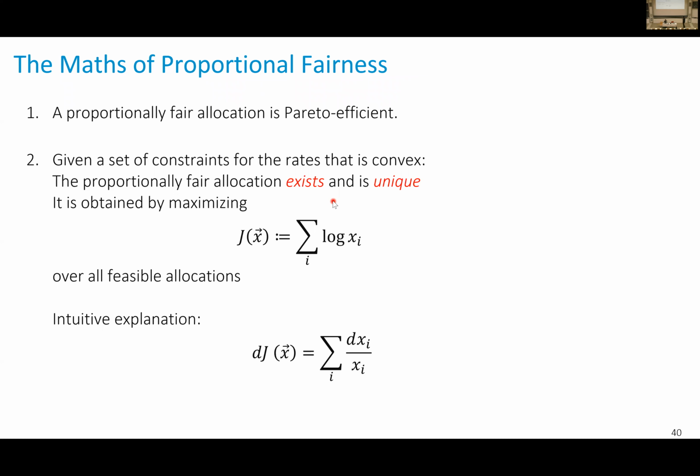And the reason it exists and is unique is because it corresponds to maximizing the sum of the logarithm of the rates. You could say log is a weird thing because there's no unit, but if we change the unit, we just add a constant to the log, because log of lambda x is log x plus log lambda. So in terms of maximization, it's independent of the units. And the intuitive explanation is the log is strictly concave, so if it has a local maximum, it is the global maximum, and it must be unique. That's a property of convex optimization problems.